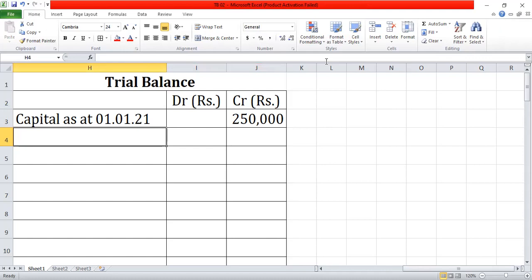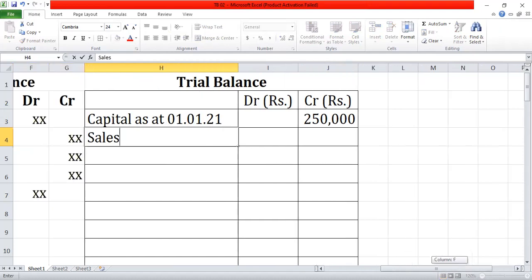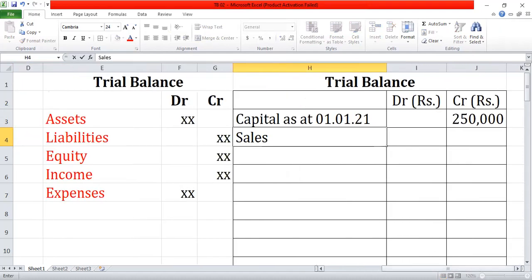And the next is sales. Sales is an income. Income is recorded in which column? Credit column.